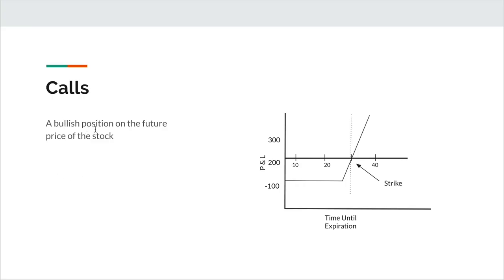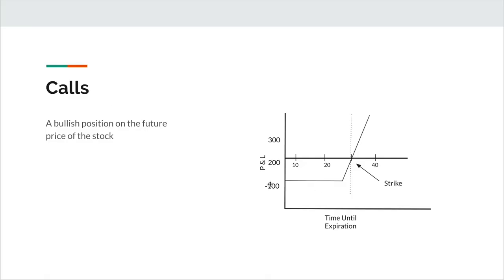Calls are a bullish position on the future price of the stock. If you have a long call on a stock, that means you're assuming that the future price of the stock is going to be higher than the price that it is trading at currently. How would you profit from a long call? Say the stock is trading at $10 right now and you are striking at $30. If you are striking for the stock to be above the value of its current position, you would need to buy a call option because you are bullish on the stock. So you're hoping for the stock to go up.